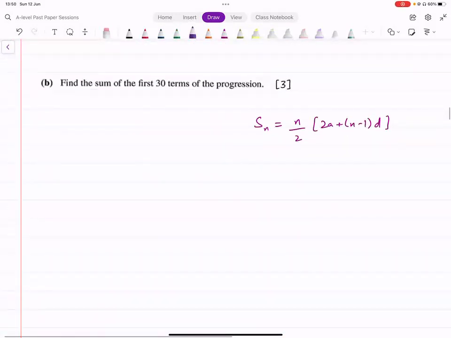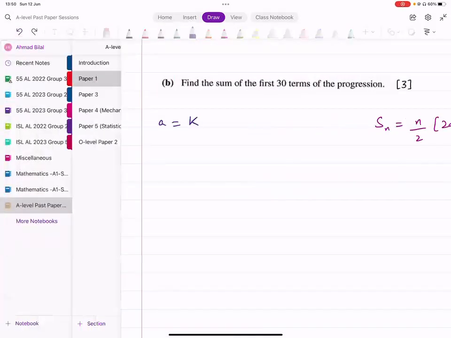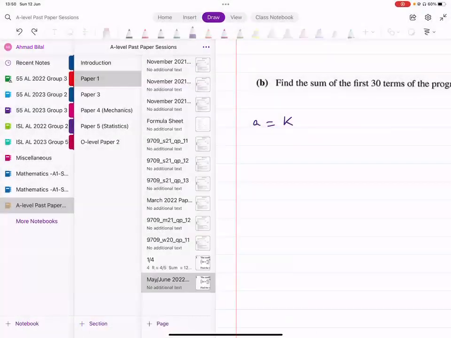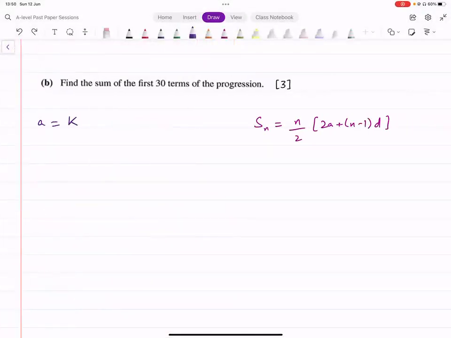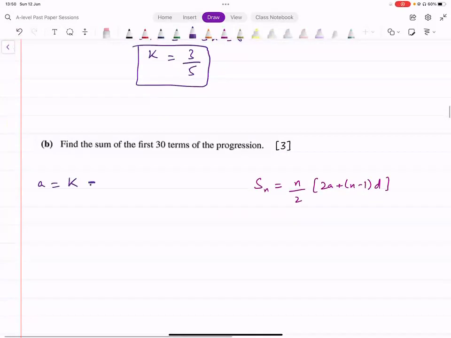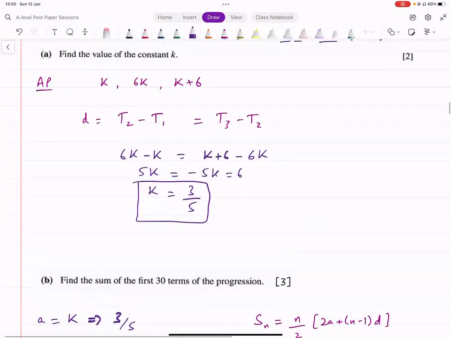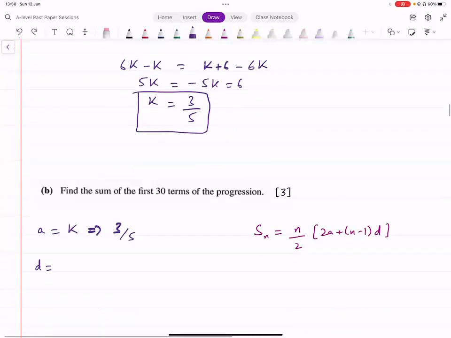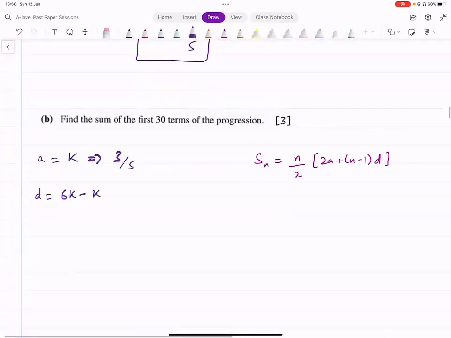The first term a is supposed to be k. We already have the value of k. We can just input that there. Yeah, so we already have the value of k. That is 3 over 5. So a turns out to be 3 over 5. Okay. Then we need the difference. Difference, we can say this is 6k minus k. That gives you 5k. And what's that? That is 5 into 3 over 5, and that is 3.